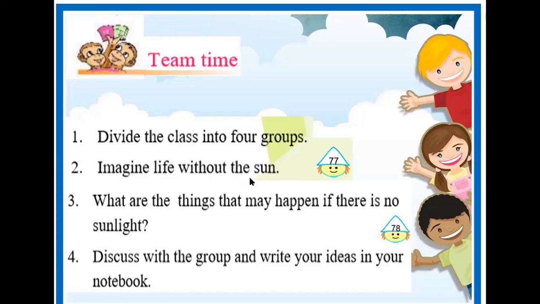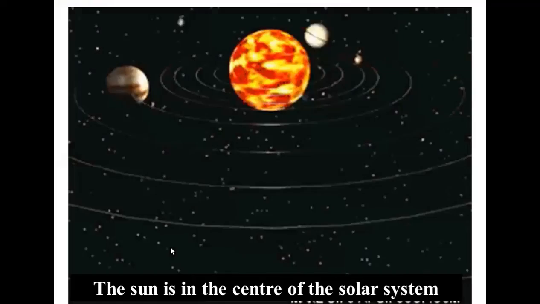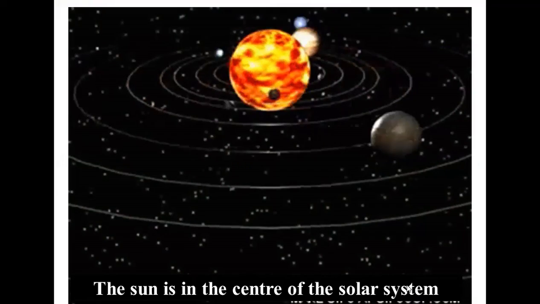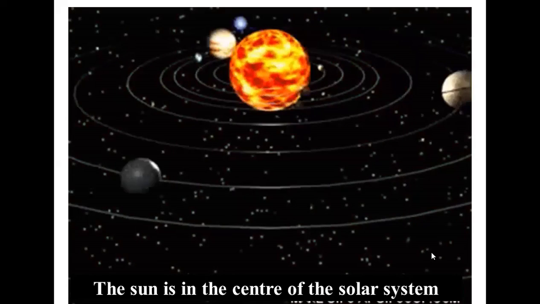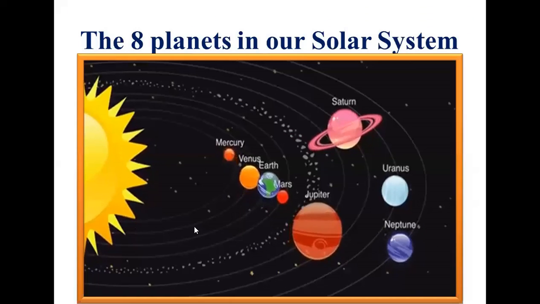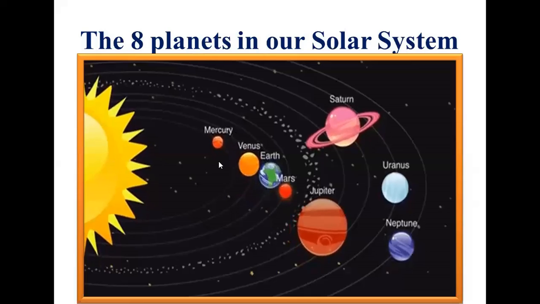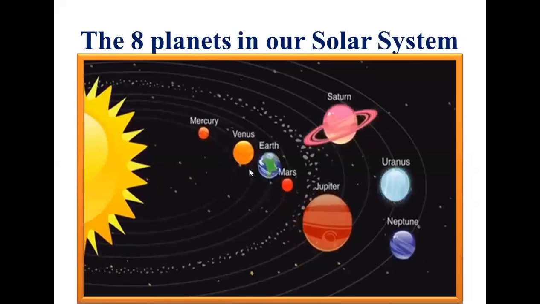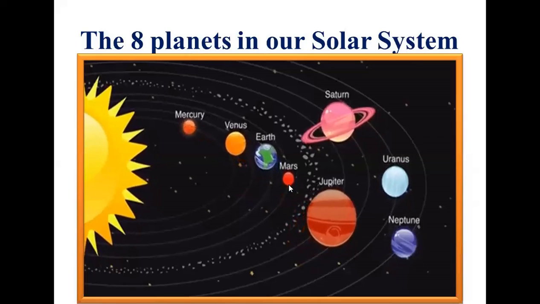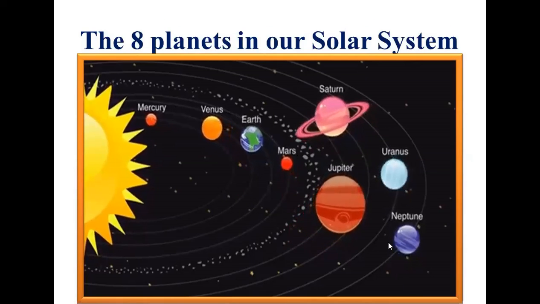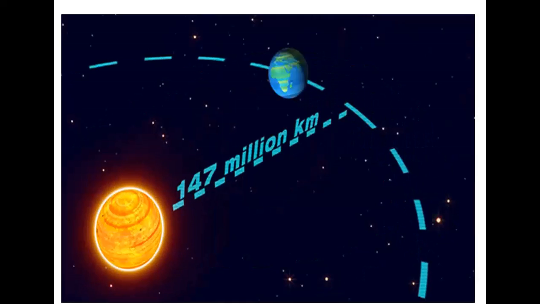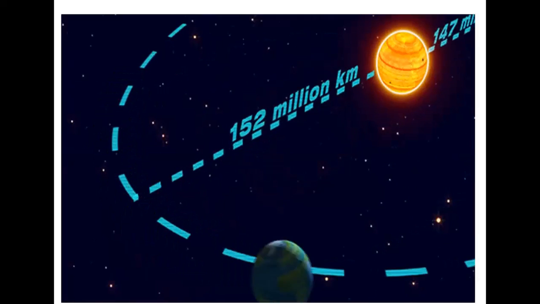Imagine life without the sun. What are the things that may happen if there is no sunlight? We all know that the sun is in the center of the solar system and it is a star around which all the other 8 planets revolve. The 8 planets in our solar system are Mercury, Venus, Earth, Mars, Jupiter, Saturn, Uranus, and Neptune. The sun provides light energy which is essential to sustain life on Earth.